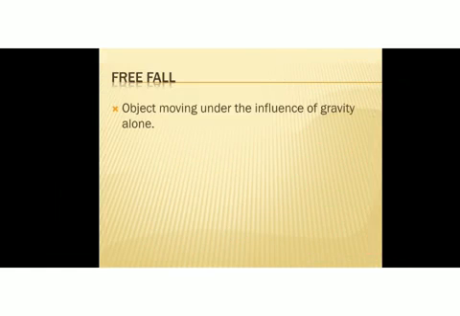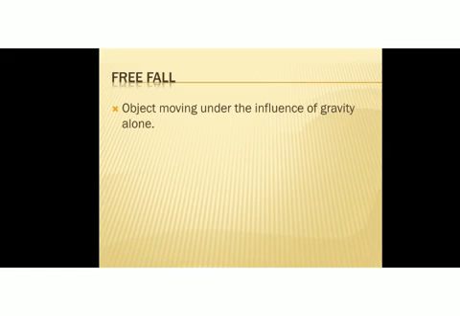Now, free fall. What do you mean by free fall? Whenever an object moves under the influence of gravity alone, it will be a free fall. A parachute landing on the surface is an example of free fall. And when you drop a stone from the second floor of any building, the stone falls down. It will be a free fall, because in all such cases the motion is completely influenced by the gravitational force alone, if we neglect the air resistance.